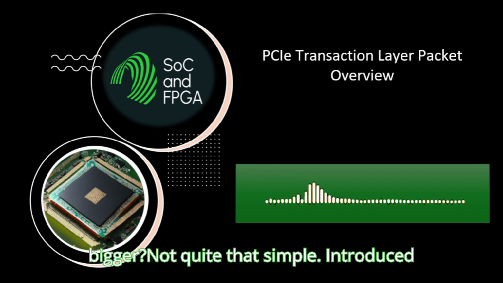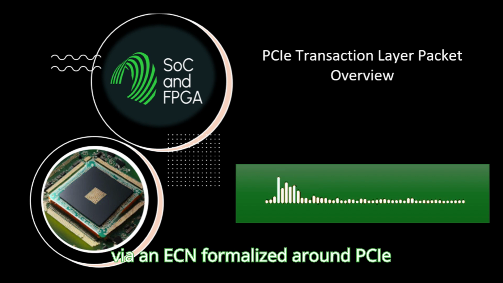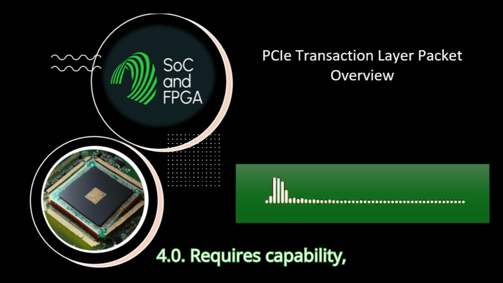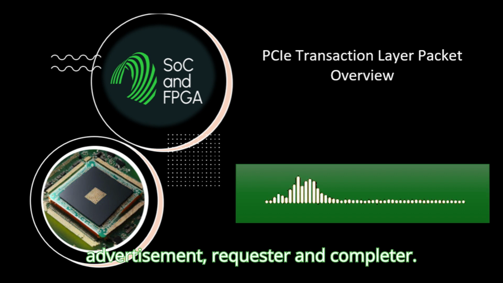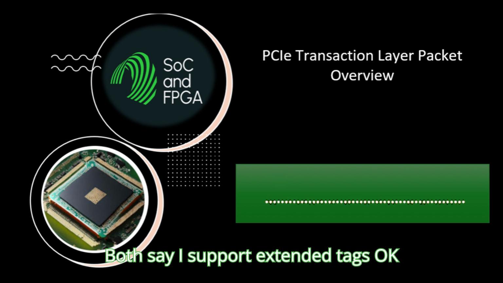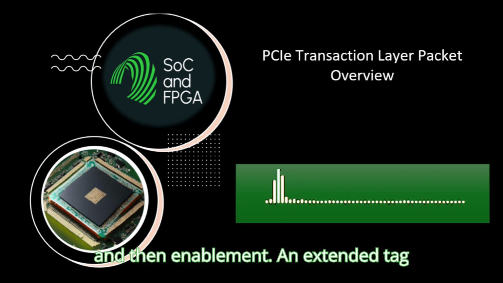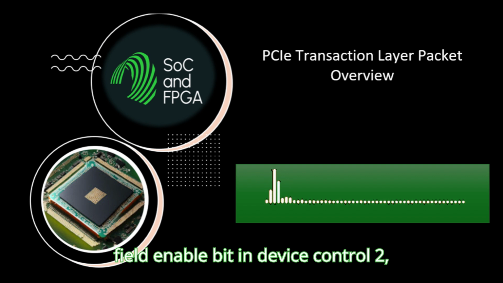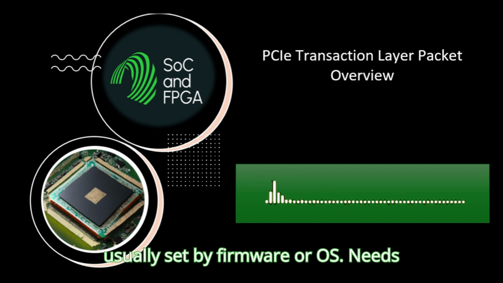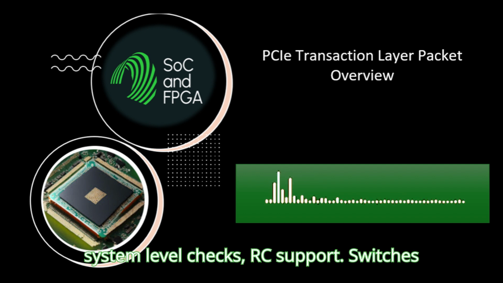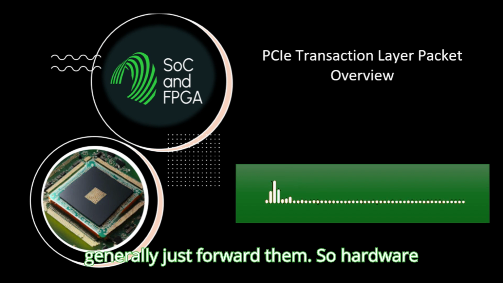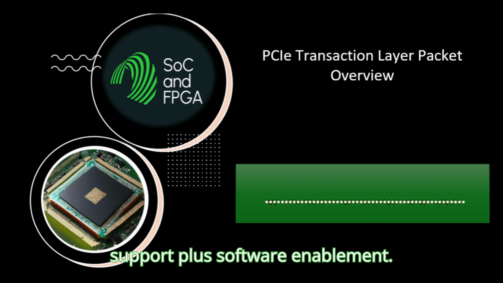Just make the field bigger? Not quite that simple. Introduced via an ECN, formalized around PCIe 4.0, it requires capability advertisement: requester and completer both say, I support extended tags. Okay. And then enablement, an extended tag field enable bit in Device Control 2, usually set by firmware or OS. Needs system-level checks, RC support. Switches generally just forward them. So hardware support plus software enablement.